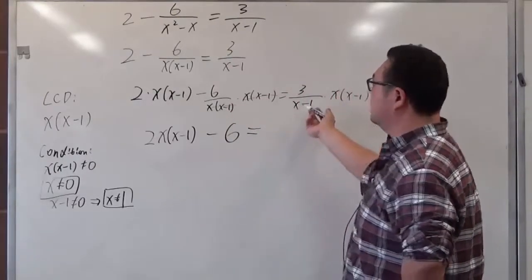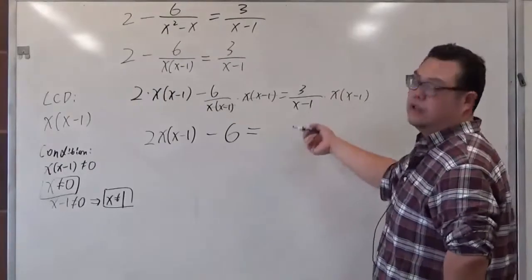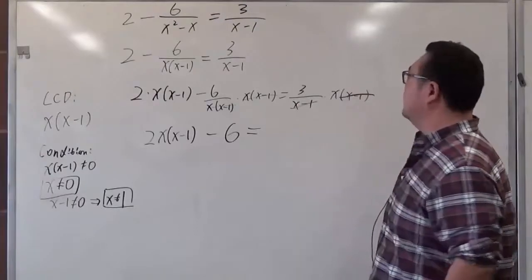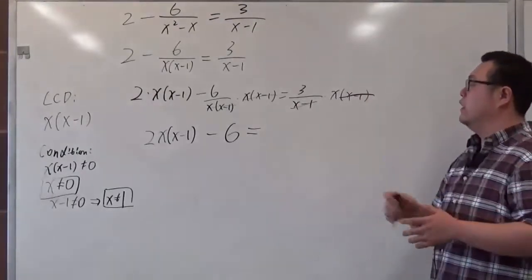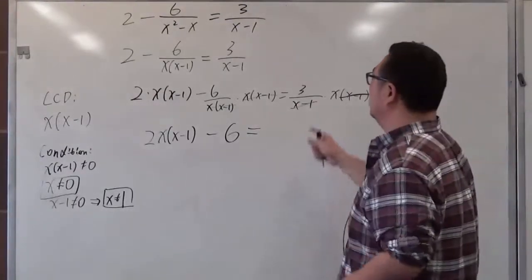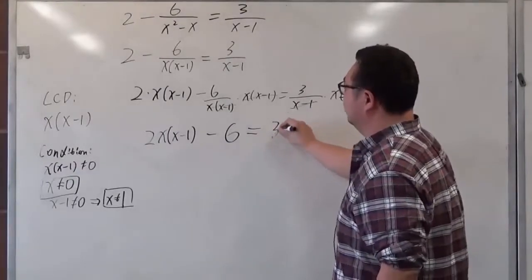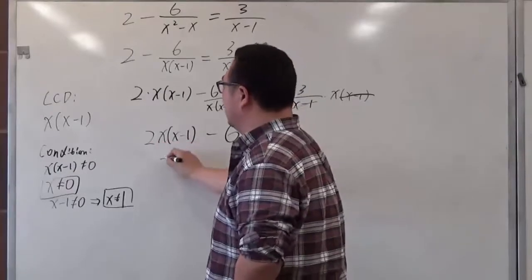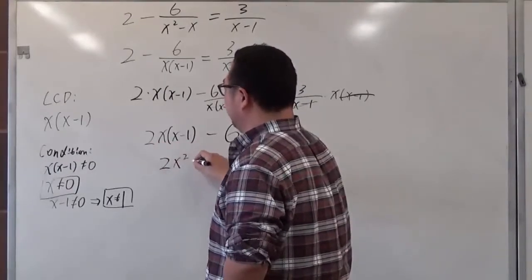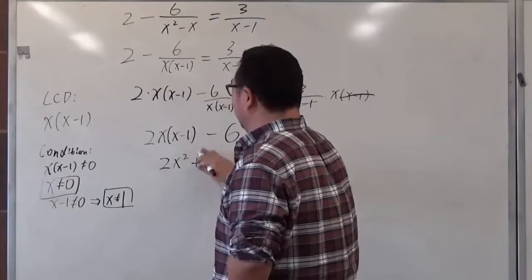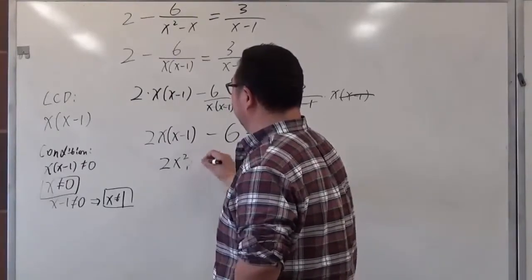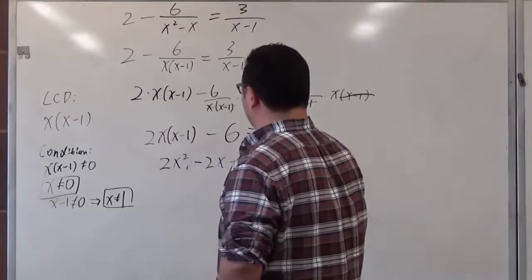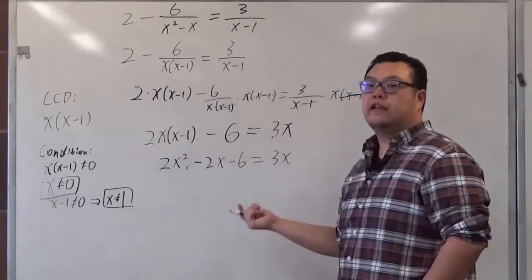The term after the equal sign has a denominator of x minus 1, which cancels out with the x minus 1 on top, so we're left with 3x. Multiplying that out, we have 2x squared minus 2x minus 6 equals 3x.